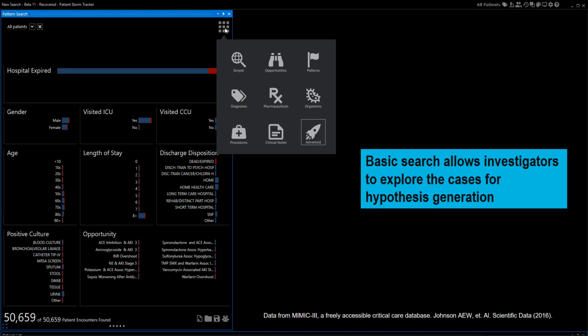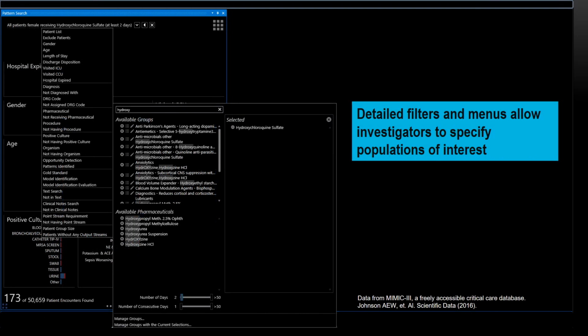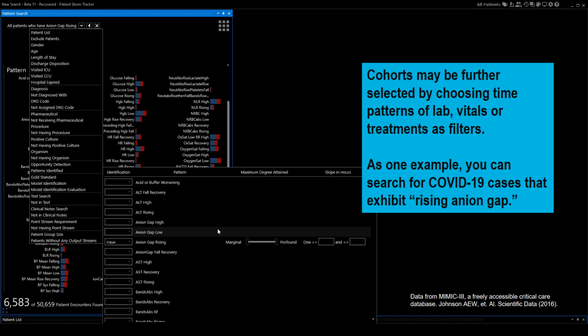Basic search allows investigators to explore the cases for hypothesis generation. Detailed filters and menus allow investigators to specify populations of interest. Cohorts may be further selected by choosing time patterns of lab, vitals, or treatments as filters. As one example, you can search for COVID-19 cases that exhibit rising anion gap.